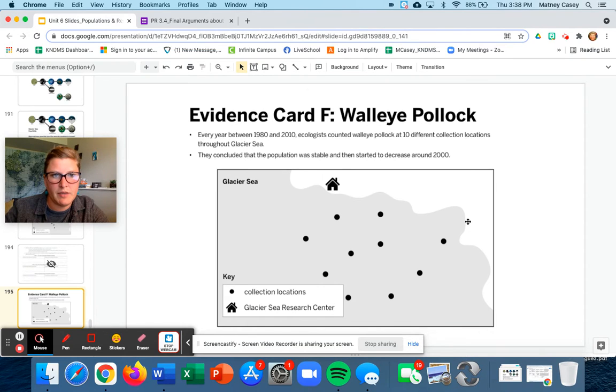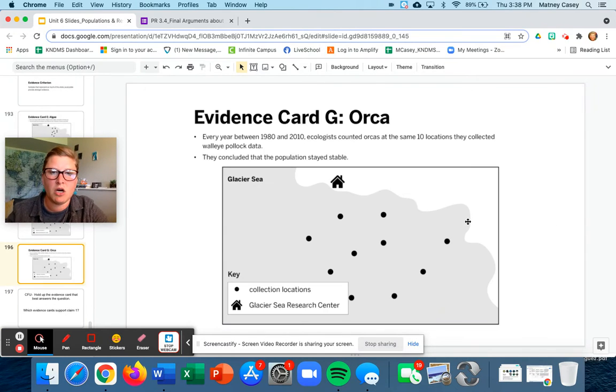Then evidence card F is saying that the walleye pollock possibly started to decrease. Every year between 1980 and 2010, they also counted the walleye pollock at 10 different locations throughout the Glacier Sea. They concluded that the population was stable, and then it started to decrease around 2000. Evidence card G is saying that every year between 1980 and 2010, ecologists counted orcas at the same 10 locations they collected walleye pollock data. They concluded that the population stayed stable.